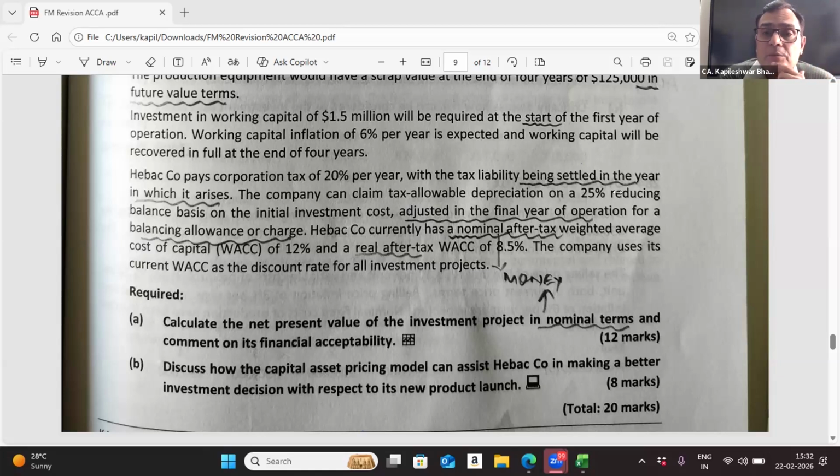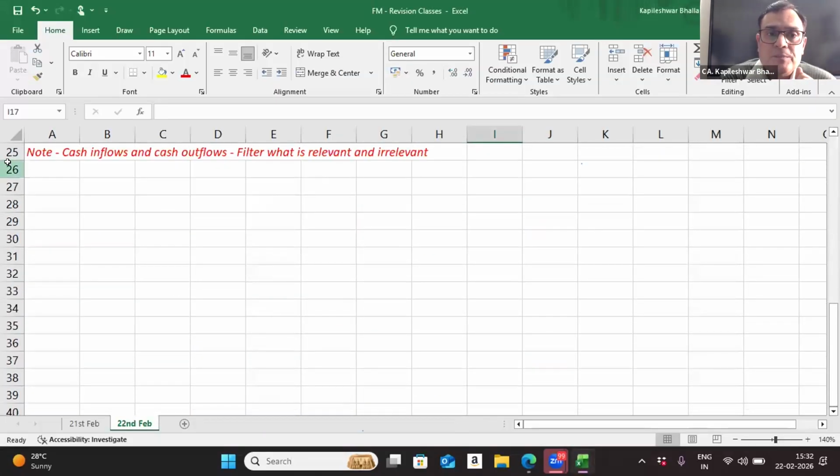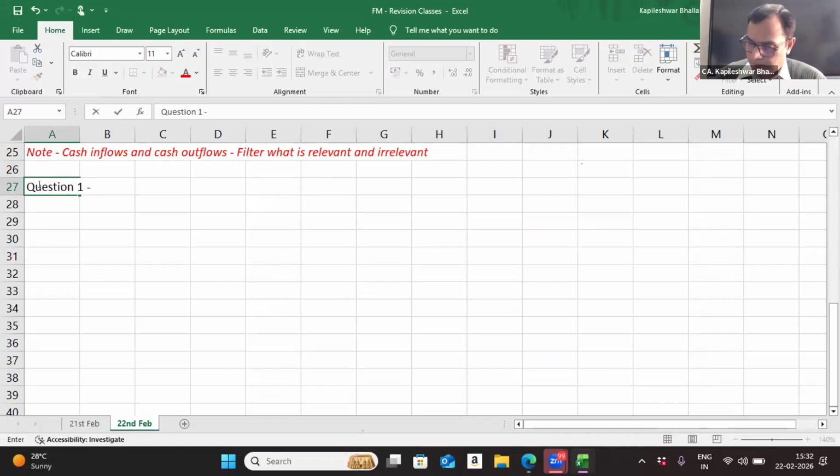All right, friends. Are we ready now to solve this particular question, going with a step-by-step approach? Okay, let's start. This is my question number 1 for the day, so I'm putting this as question 1, and I'll put the name of the question, ABAC.